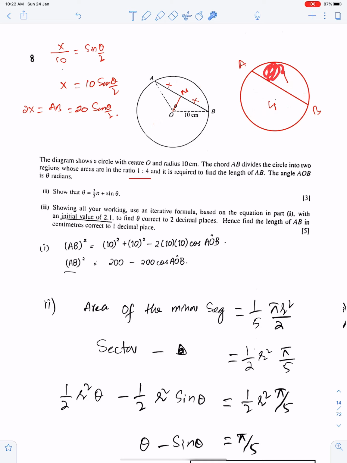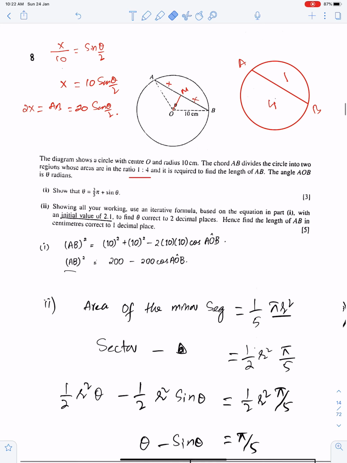So this area, the area of the minor segment, will be 1/5 the area of the whole circle. So the area of the minor segment is 1/5 the area of the circle. Let me correct this. Circle, pi r square. This is not 2. One upon 5 pi r square.